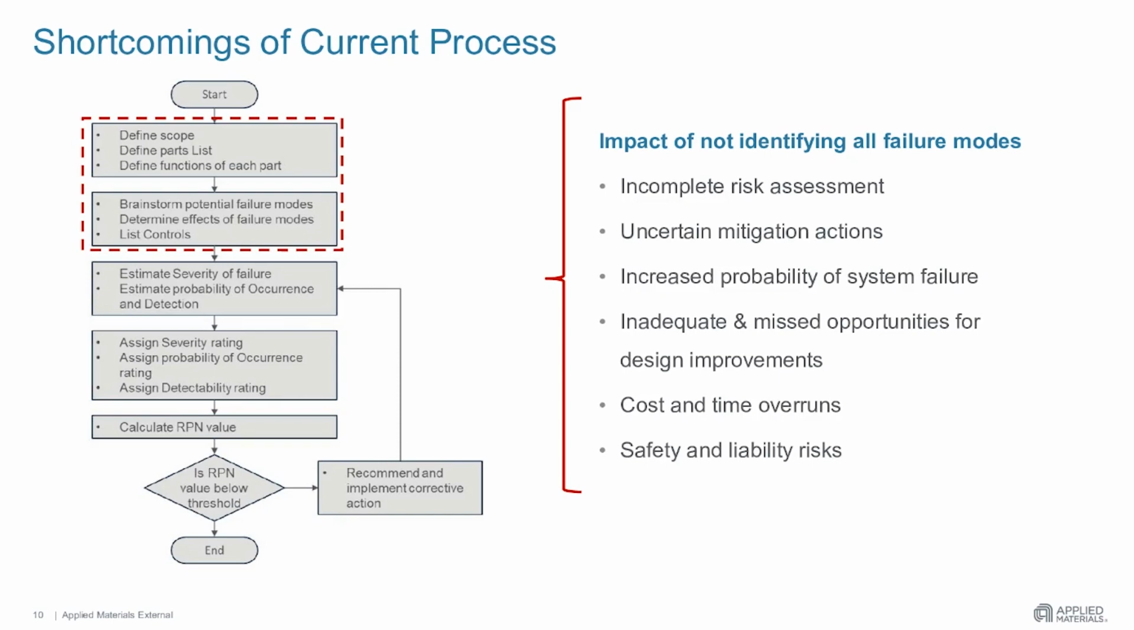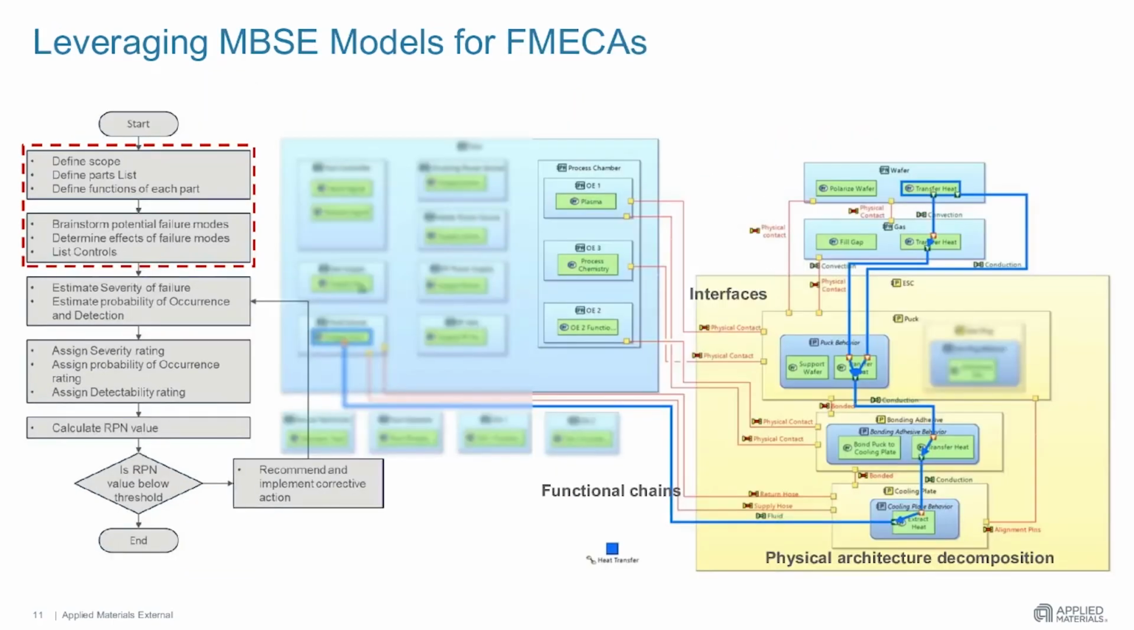And this is where we think MBSE models can really help us out, right? So if you look at that same flow chart along with an MBSE model of the electrostatic chuck, let's see how the MBSE model can help with some of those steps. The first step really is defining the scope of the system. As part of our MBSE model creation, in the physical architecture, we do define that scope, or we do define that system.